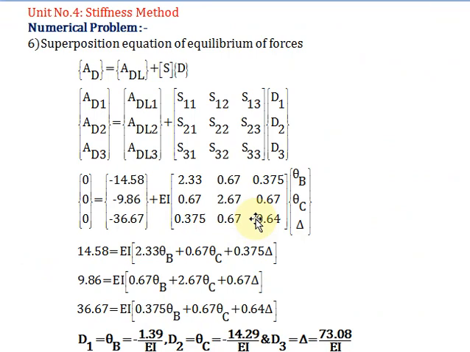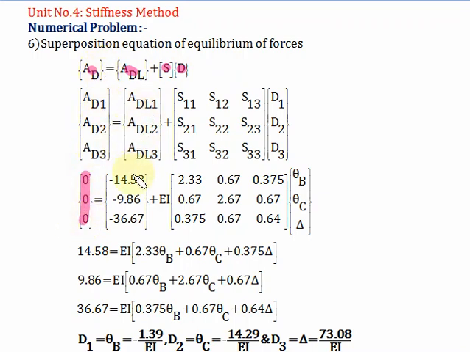Now after finding out the value of AD, ADL, and the stiffness matrix and the unknowns, put them in the superposition equation of equilibrium of forces. This is the equation in the matrix form: AD equal to ADL plus S into D. So put the value of the AD matrix, all the values are 0.